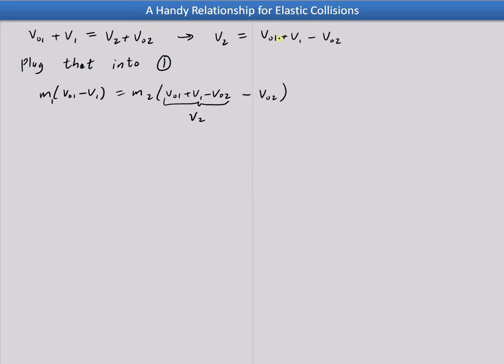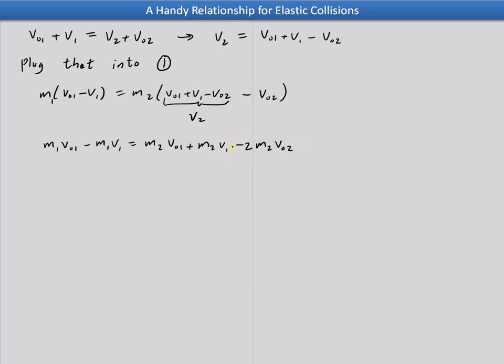So we've removed v2 from this equation, which means that now, after a little bit of rearranging, we can solve for v1. On the left-hand side, we have m1 times v initial 1 minus m1 times v1. And on the right-hand side, we'll have m2 times v initial 1 plus m2 times v1. And then we have two of these, so minus 2 m2 times v initial 2.